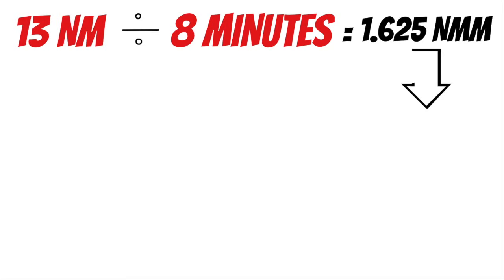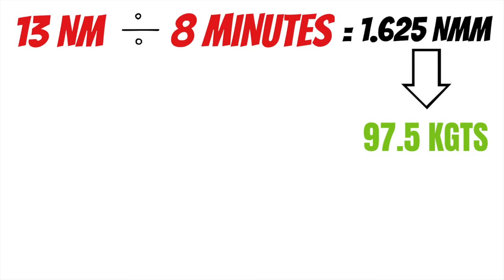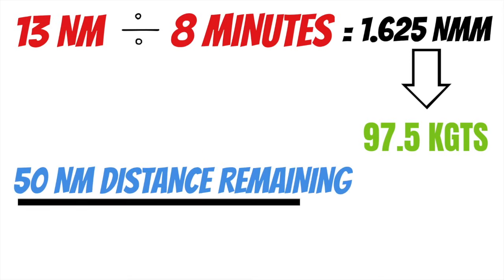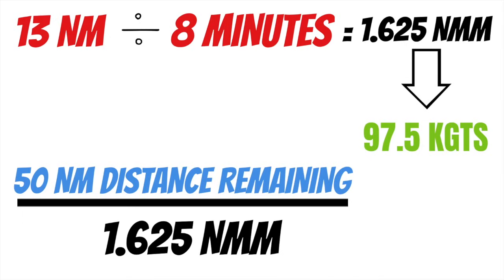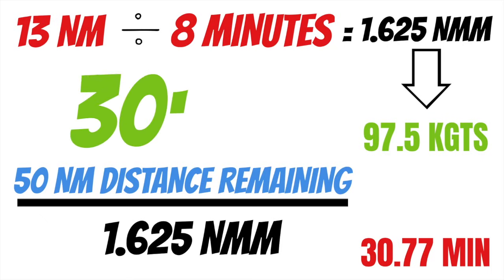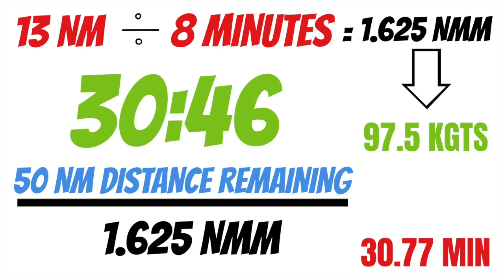Now, you could multiply that times 60 to get your ground speed of 97.5 knots, but we don't need to do that in order to answer this question. All we need to do is divide our distance remaining by our nautical miles per minute. So if we divide 50 miles by 1.625, we can see that it'll take us exactly 30.77 minutes to get there. And 0.77 of a minute is roughly 46 seconds. So we'll get there in 30 minutes and 46 seconds.